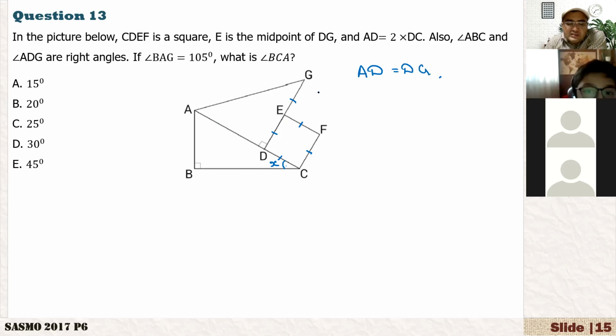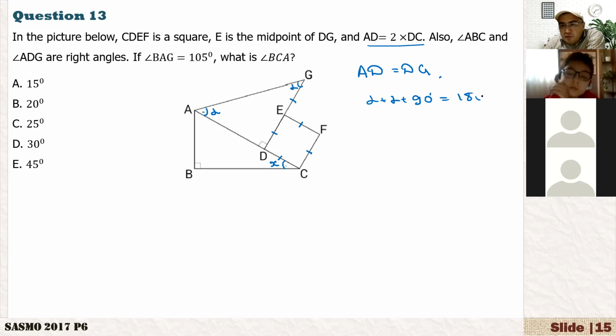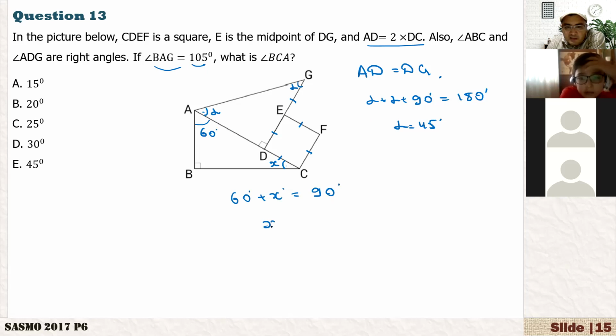That means that ADG is an isosceles triangle. If this angle is alpha, this must also be alpha, because AD is equal to DG. We know this is a right angle triangle, and the sum of the interior angles of any triangle is 180. So alpha is equal to 45. The question says that BAG is 105, which means that this angle is 105 minus 45, that's equal to 60. Now 60 plus x is a right angle, it should be equal to 90. So x equals 30 degrees.